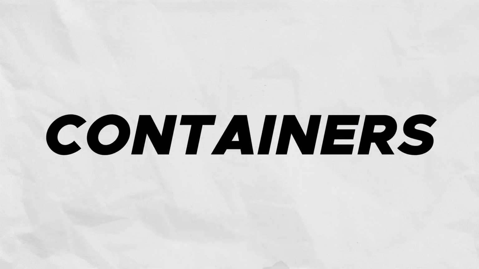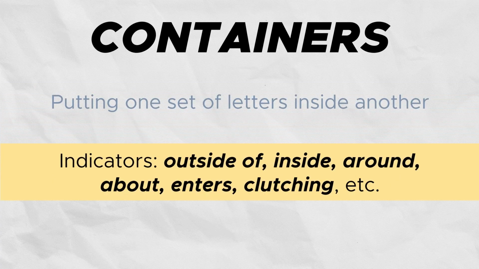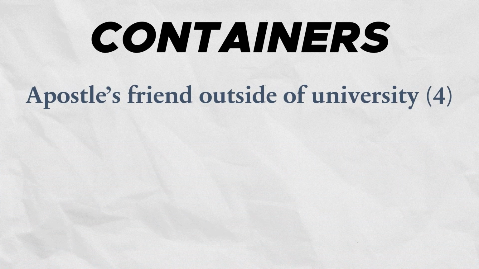Containers. A container clue puts one set of letters inside another. Indicator words include outside of, inside, around, about, enters, clutching, etc. Here's an example. Apostle's friend outside of university, 4 letters. I'm actually going to give you the answer straight away, so pause now if you want to figure it out yourself.